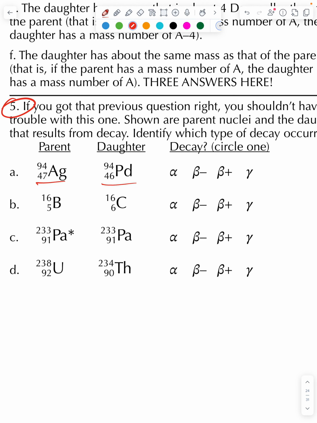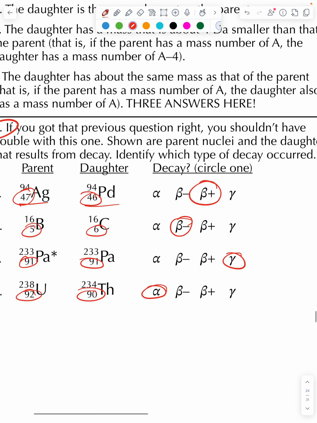Again, write this down. If something is doing beta plus decay, it goes down to the previous element. And that's what happened here. We went from 47 to 46. That's telling me it did beta plus. This went up in elements. So the daughter has one more proton. That's telling me that it's beta minus. This one didn't change, so that's telling me it's the gamma decay. But this one went down by 2, so what does that tell you? It's alpha. So that could be a nice quick question I could ask.